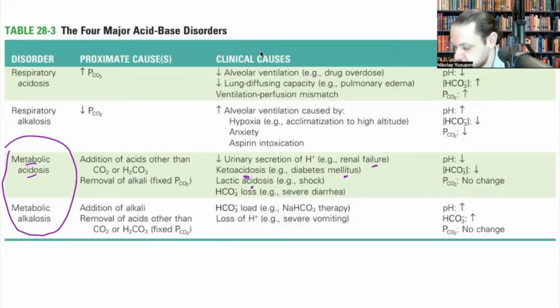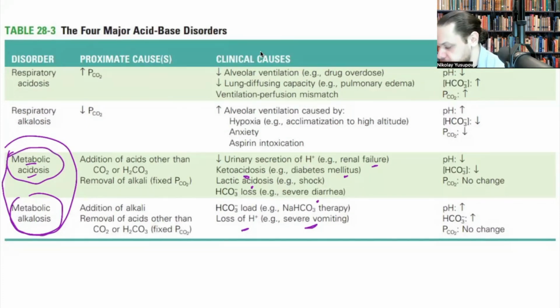And for alkalosis, the examples they give you are severe vomiting, loss of hydrogen ions, or too much bicarbonate therapy, or people taking antacids, and they can go into an alkalotic state. Usually in a setting of shock, we see quite often this metabolic acidosis. In a setting of diabetes, how do we reverse this? We give them insulin. Insulin is not to drive sugar into the cells, it's to stop the ketoacidosis, to stop the ketones from forming.